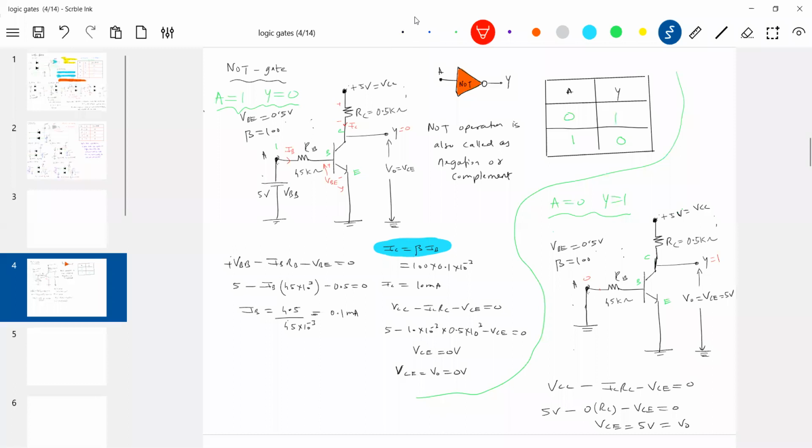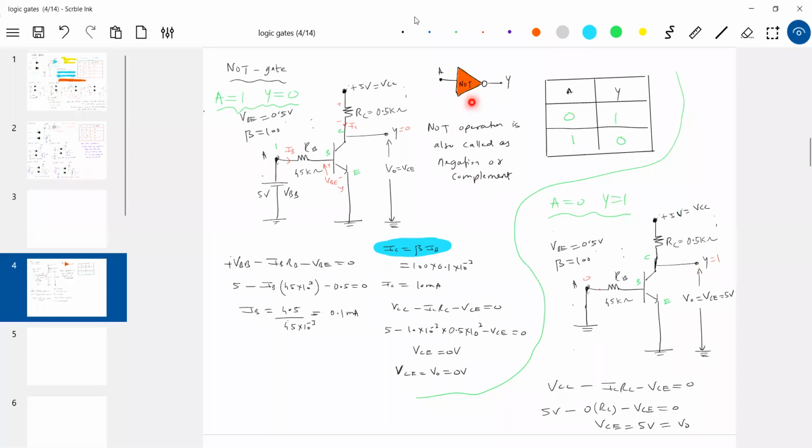Is it okay? That is the not operation. Input is low, output will be high. Input is high, output will be low. So it makes the opposite, which we call negation. In Boolean algebra we call it negation. In digital electronics, what we are studying, this is called complement.